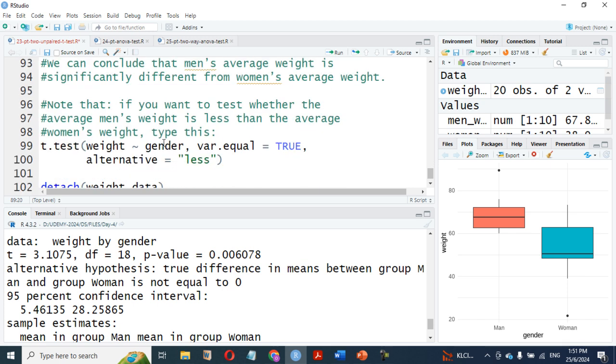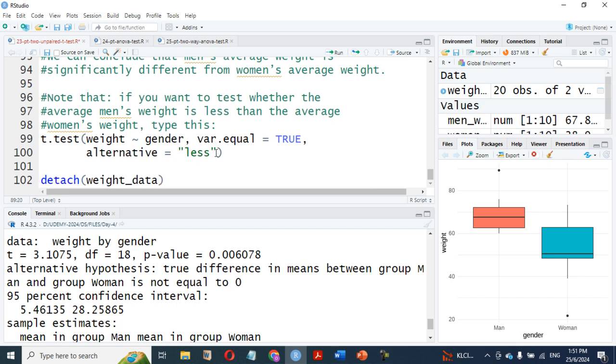Note that if you want to test whether the average men's weight is less than the average women's weight, you can also use the alternative argument. Remember that. Just supply the same thing here and then comma and add alternative equals less. That is what you do. I don't need to run that anymore, so you already understand the concept.